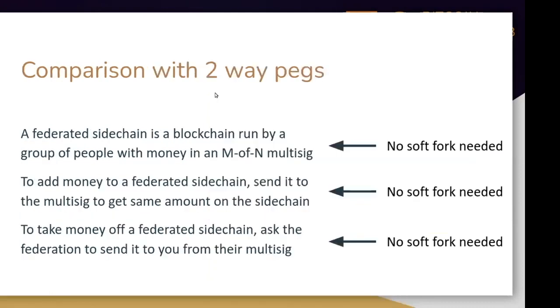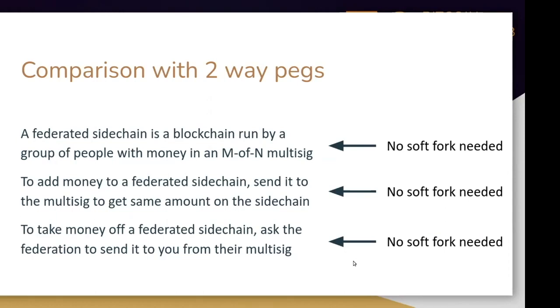So the next thing I want to do is compare one-way pegs with two-way pegs. There are a couple of other ways in Bitcoin that we can do side chains. The first one over here is called a federated sidechain. That's a blockchain that's run by a group of people who have money in an M of N multisig, meaning like a 13 of 15 or 10 of 12 or something like that. And we can do that today.